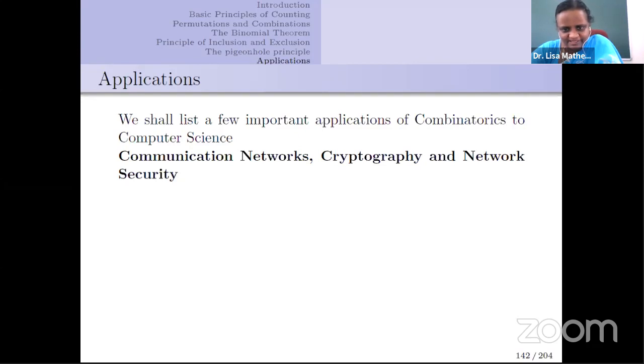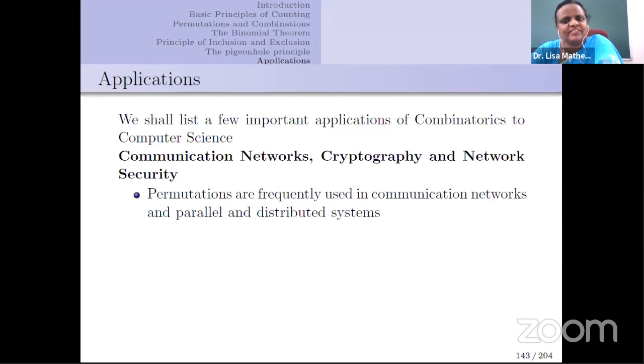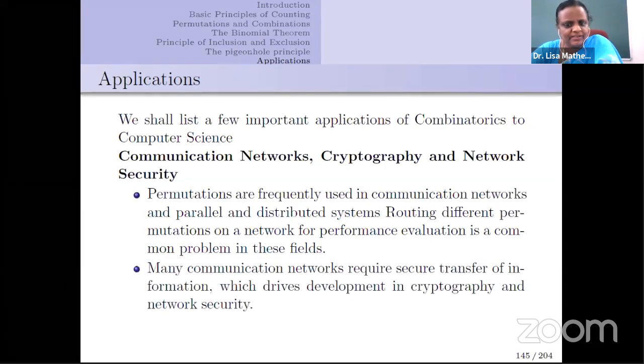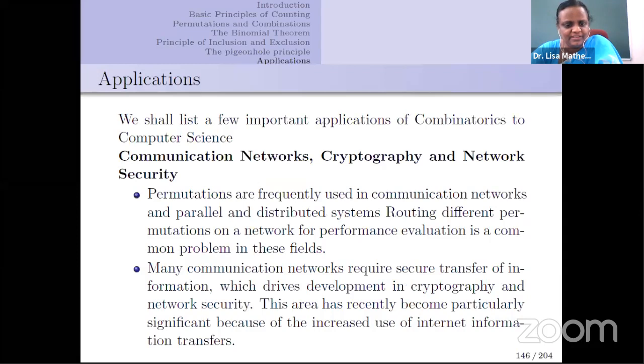Number one, communication networks, cryptography, and network security. Now, permutations are frequently used in communication networks and parallel and distributed systems. When I want to route different permutations on a network for performance evaluation, it's a common problem in these fields. And many communication networks require secure transfer of information. Now, this drives development in cryptography and network security. This area especially has become very significant nowadays because of the increased use of internet information transfers.